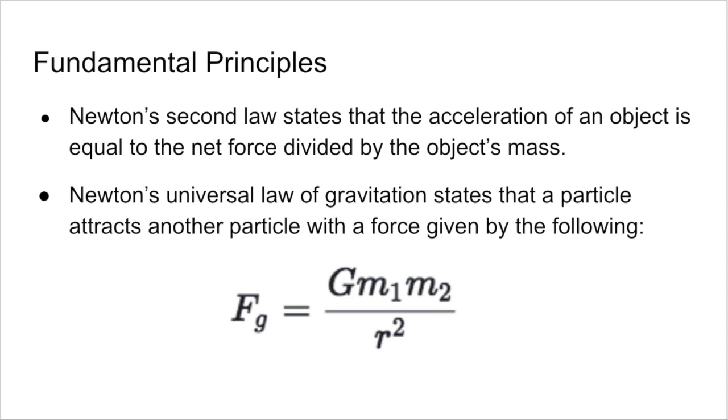So the fundamental principles. First, Newton's second law states that the acceleration of an object is equal to the net force divided by the object's mass. And then Newton's universal law of gravitation states that a particle attracts another particle with a force given by the following. The gravitational force is equal to constant G times mass 1 times mass 2 over the distance squared.